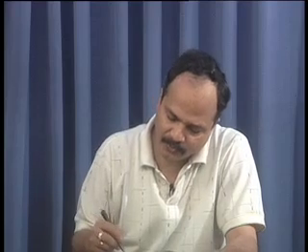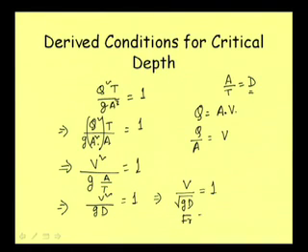Perhaps we all remember what this expression stands for. V by root over g D is nothing but the Froude number. So, we can write that Froude number is equal to 1. That is one of the very, very important relations that we get, and we sometimes use this relation as an index. For critical depth, we see whether the Froude number is equal to 1. If it is 1, then it is critical depth. If it is more than 1, then it is supercritical. If it is less than 1, then it is subcritical. So, this is used very much as an index.